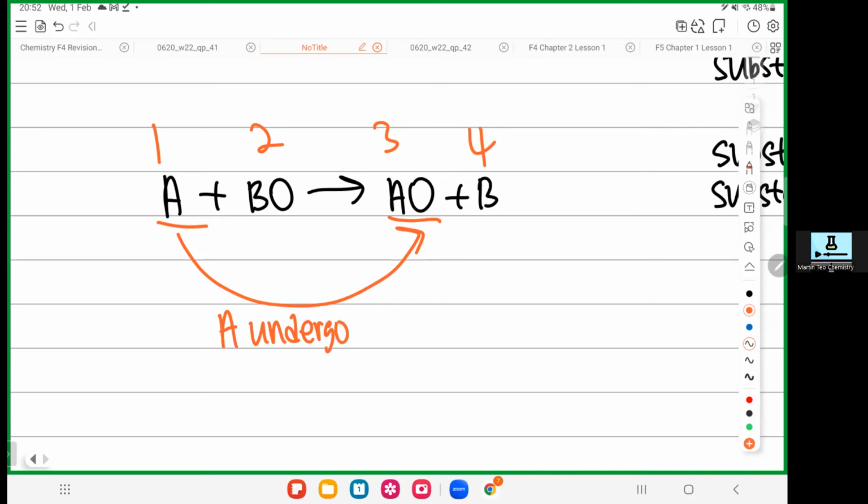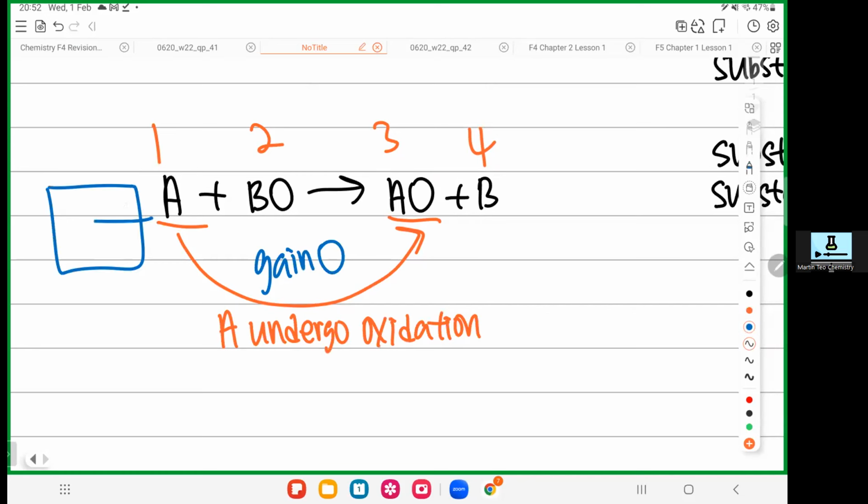What process does A undergo? Very good. Oxidation. That's it. Okay, why? For the other students, you can see A become AO. What happened? Gain oxygen. So when A gains oxygen, according to the table that we learned today, gain oxygen means oxidation. So when you undergo oxidation, what agent are you?